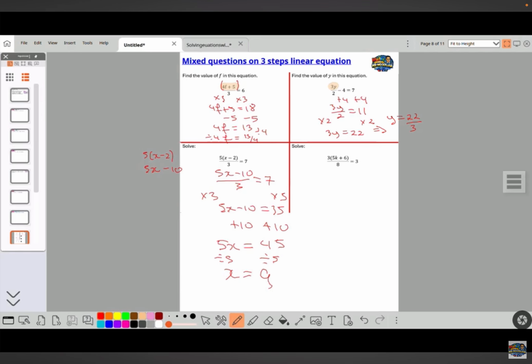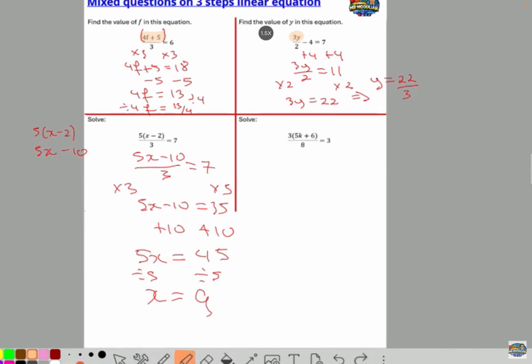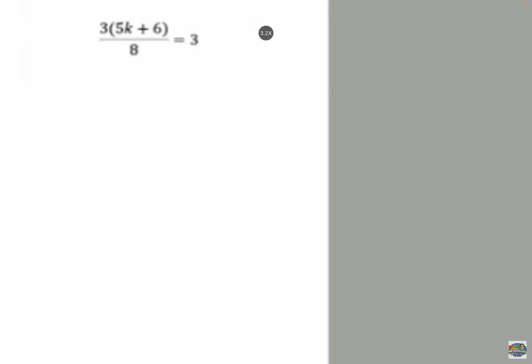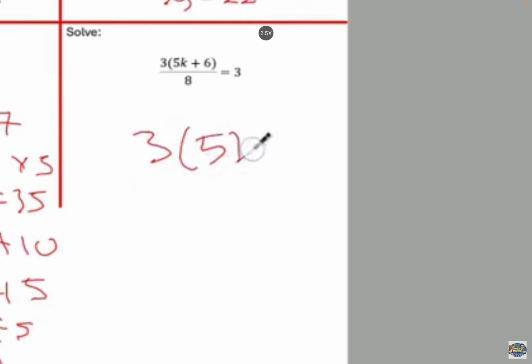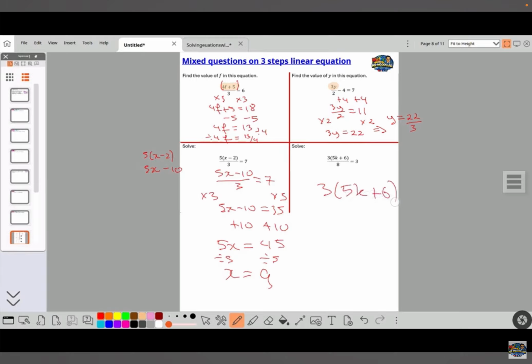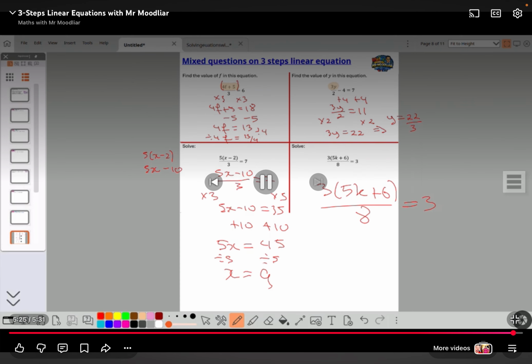The last question, which is this, we have 3 open bracket, 5x plus 6, close bracket, divided by 8 is equal to 3. Let me just write it, make it bigger. I would like you to try that and then write your answer in the comment below.